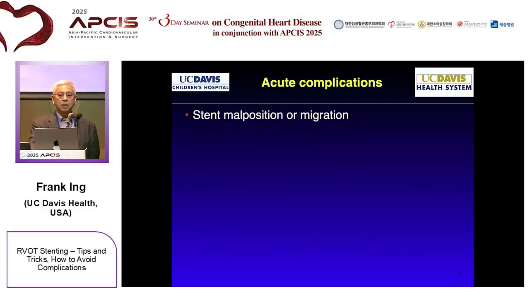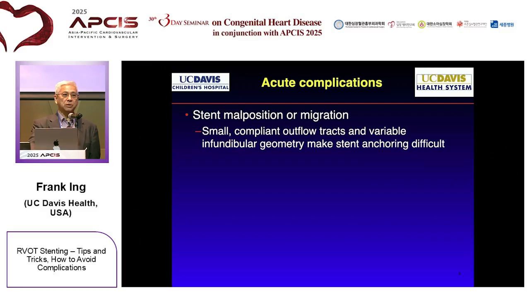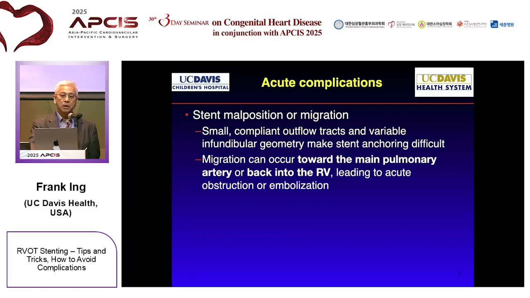Acute complications would be stent malposition and migration. That's focused on the operators. Small compliant RVOT tracts and variable infundibular geometry make stent anchoring difficult. Migration can occur towards the MPA or back into the RV, leading to acute obstruction or embolization, right?